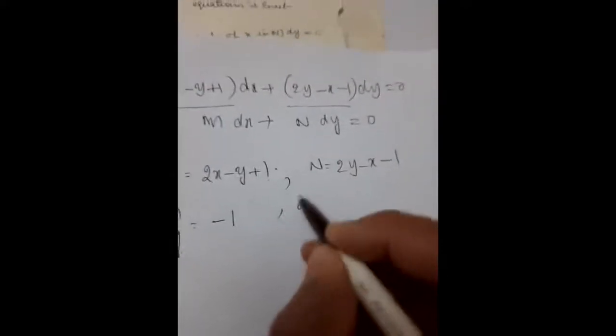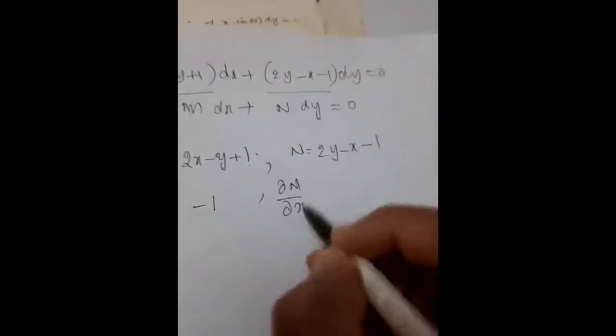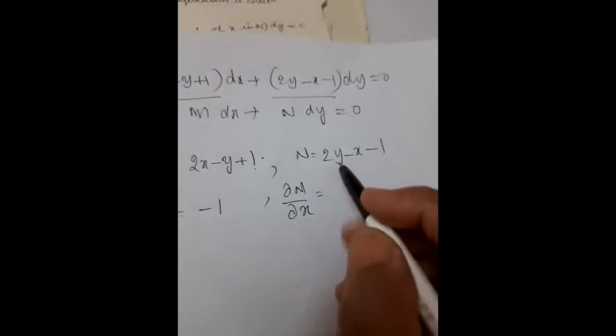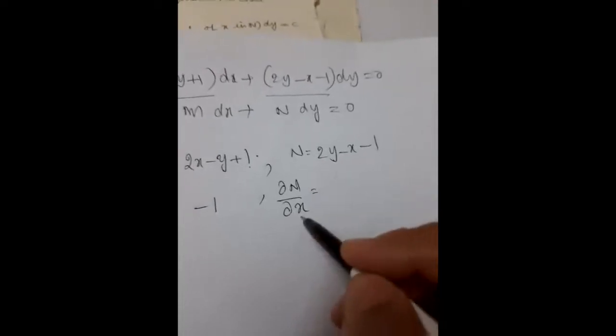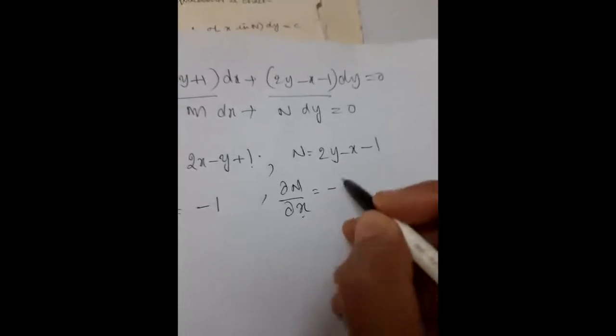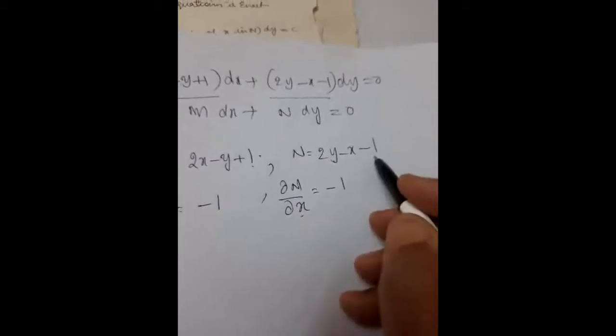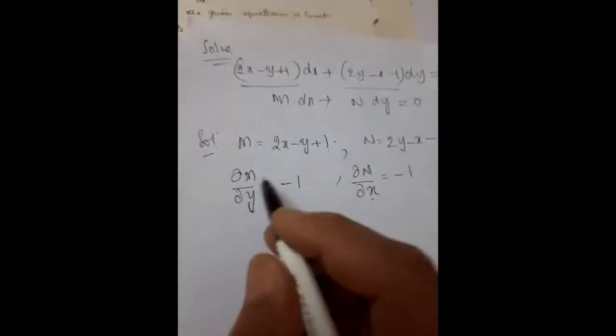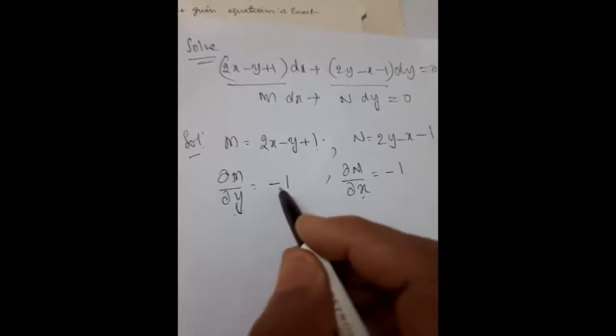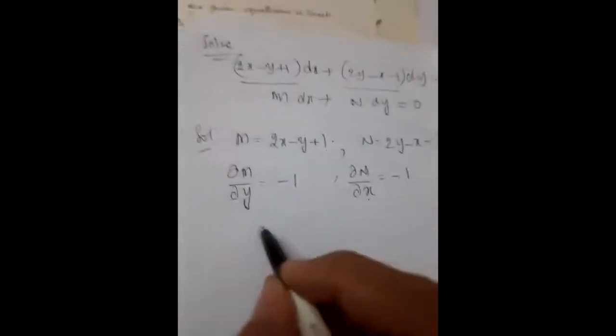Then next, ∂N/∂x. Here there is x, here there is y, so 0. Here there is minus x, so it is minus 1. Here there is x, it is a constant, 0. So when you observe here, ∂M/∂y is minus 1, and ∂N/∂x is also minus 1.